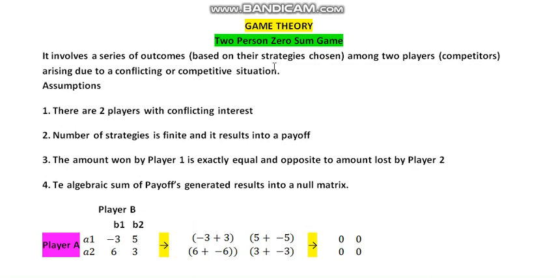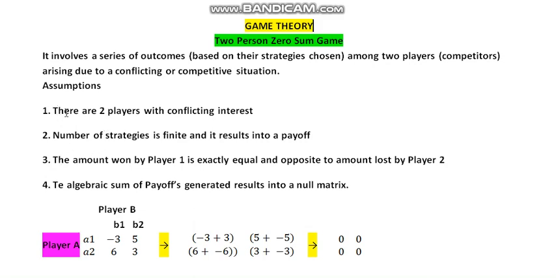So that is a conflicting situation. There is always a strategy, so the players will be using different strategies to win over the other or to empower over the other players, right? So anyway, in a two-person zero-sum game, there are certain assumptions that need to be strictly followed. Of course, it may be more than four assumptions, but it can be summarily put into these four observations.